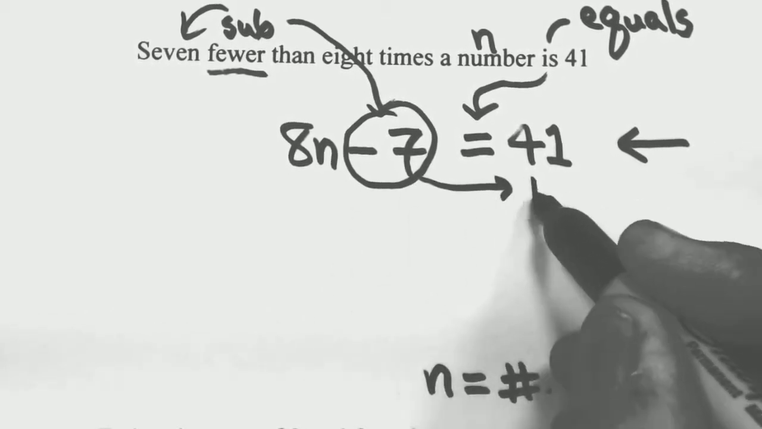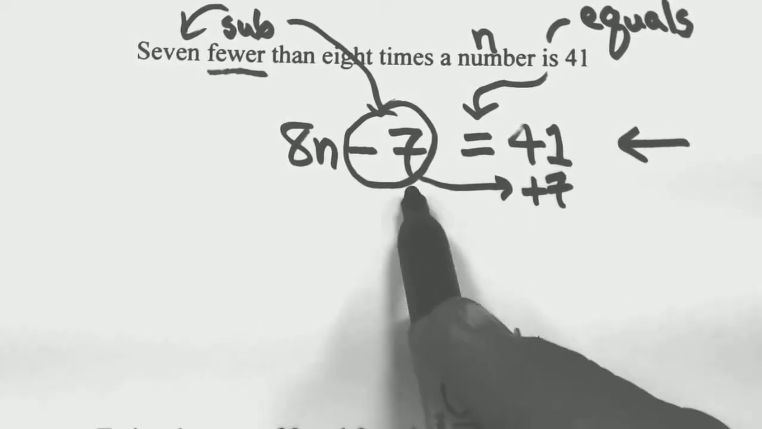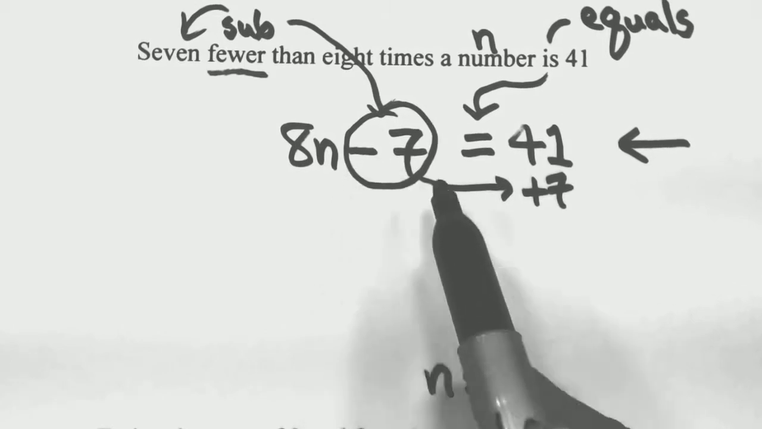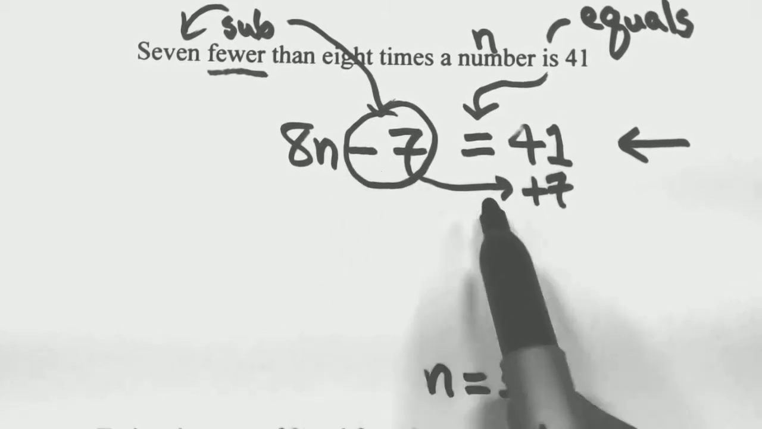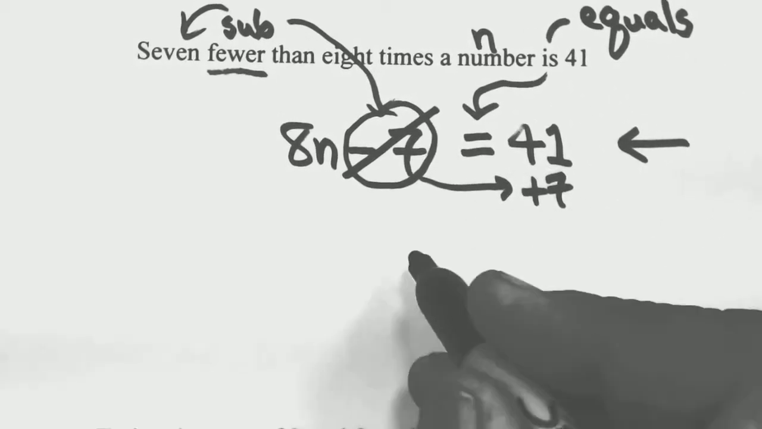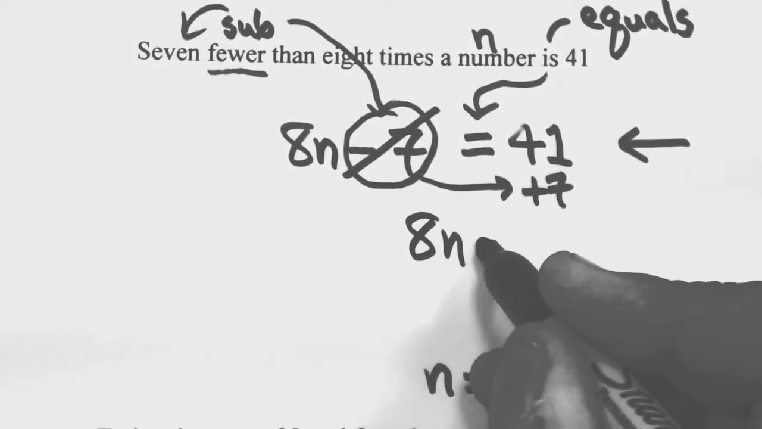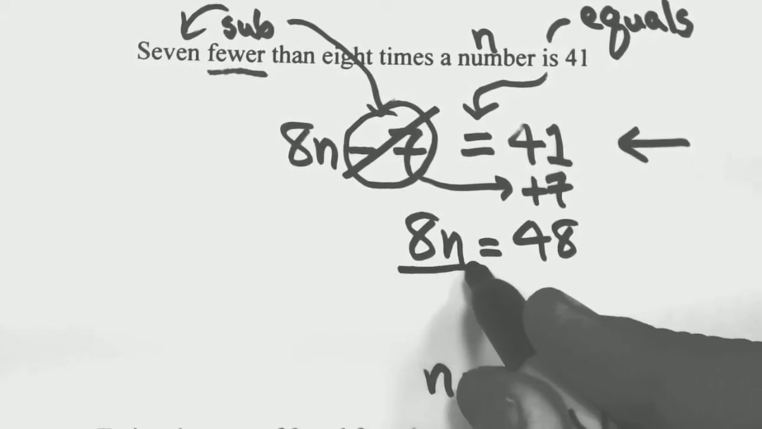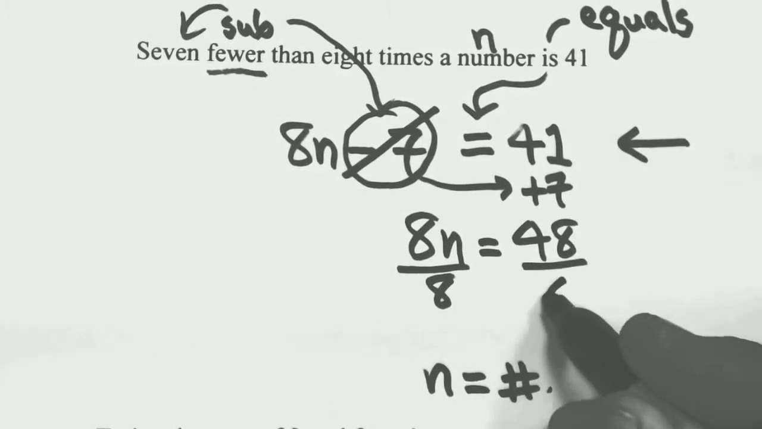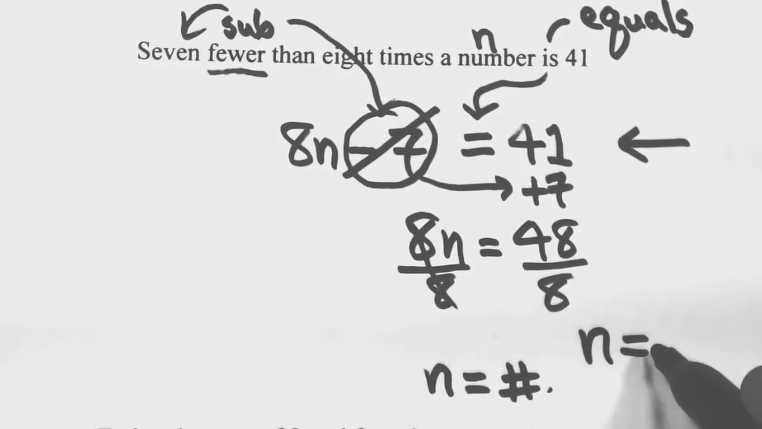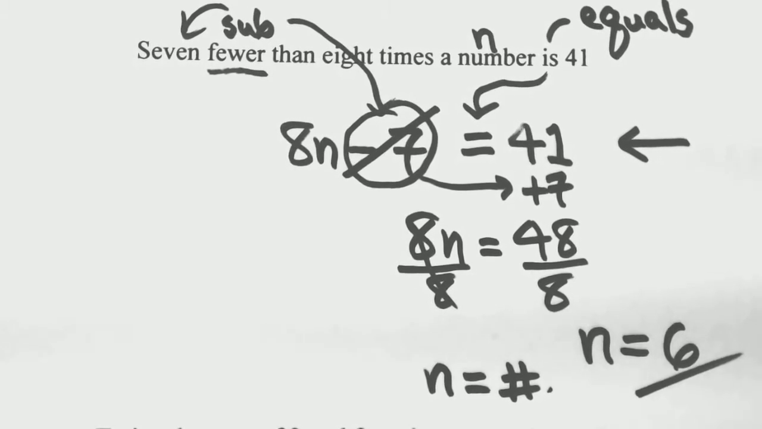Jump it over as positive 7. Remember, if you jump a single term to the other side of the equal sign, what it does is it changes the sign of that single term. Okay, well, the minus 7 has been removed. We've got 8n equals over here 48. And of course, dividing both sides by 8, we easily get the answer in this problem. Our n here, of course, 48 divided by 8 is 6. So our number is 6.